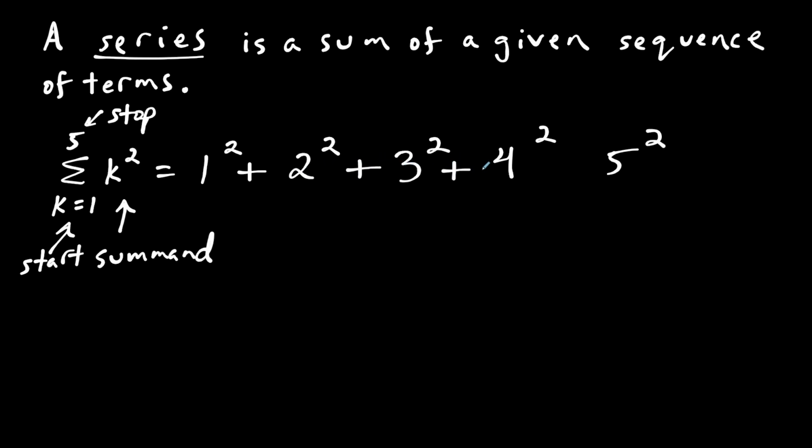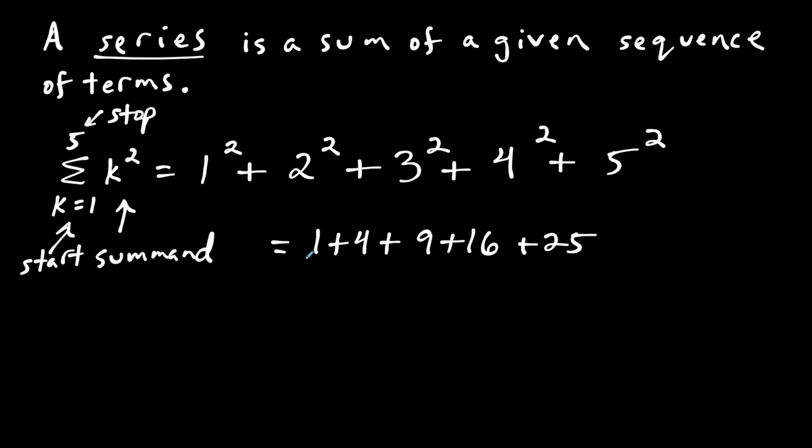So sigma is often interchangeable with summation. This just tells you to add up all the k squared terms from k equals 1 to k equals 5. So now we just have to simplify this. So it's going to give us 1 plus 4 plus 9 plus 16 plus 25.